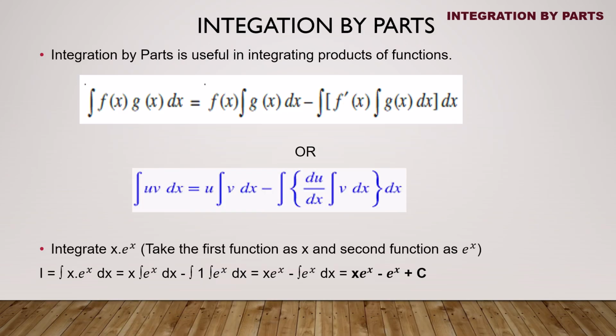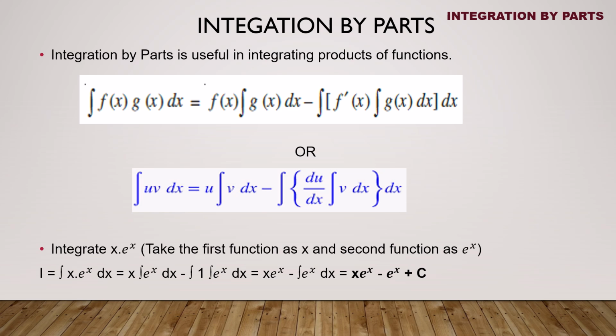Integration by parts is generally used when we want to integrate product of functions. The formula is: integral of f(x) into g(x) dx, where f(x) and g(x) are two functions, is equal to f(x) into integral of g(x) minus integral of f'(x) into integral of g(x) dx whole dx. So let us first of all understand it by a very simple example, how the formula works.